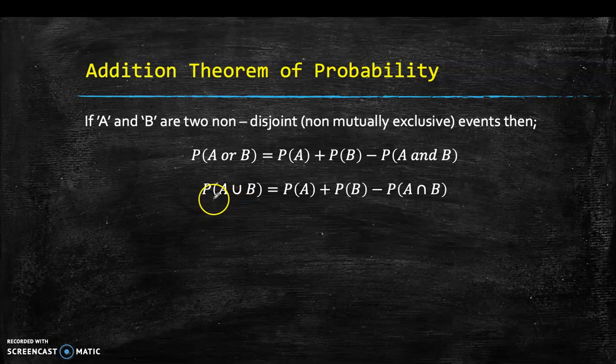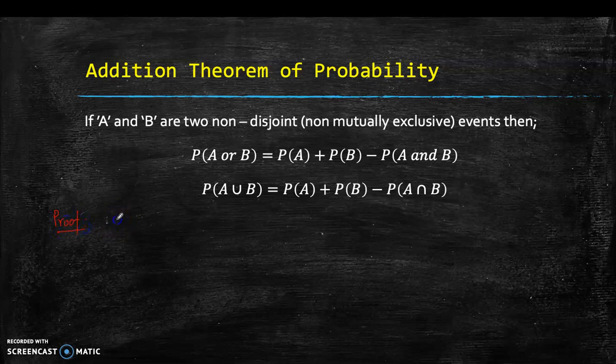Symbolically, using set theory, it can be written as the probability of A union B is equal to the probability of A plus the probability of B minus the probability of A and B, that is, A intersection B. You can use it as an intersection. There is a little proof which you can do for this particular theorem.